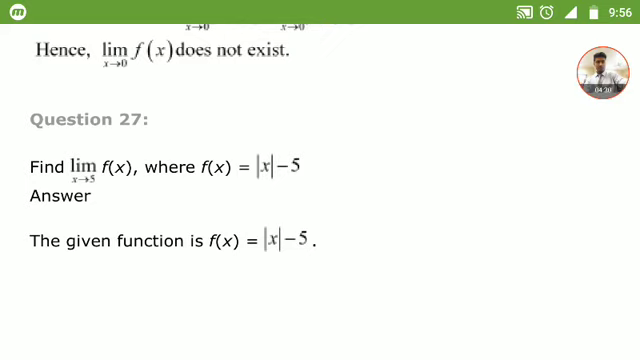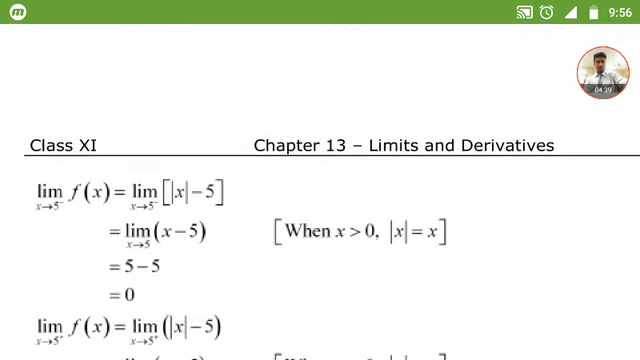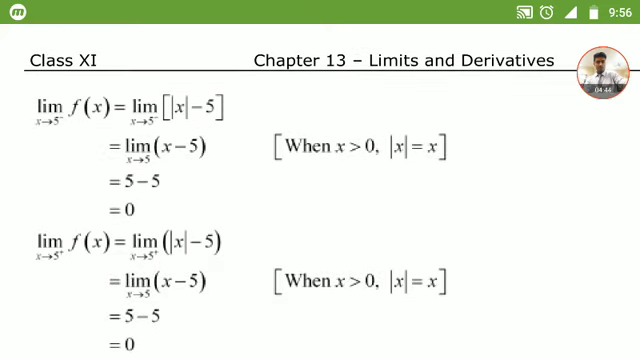Now question number 27, x tending to 5, where the function is mod x by x minus 5. To find the limit, first you have to find the left hand limit. Here you will be taking x less than 5, so x minus 5 is negative, which gives -5. And mod x, you'll just be putting x, because when x is equal to 0 or greater than 0, mod x is equal to x.